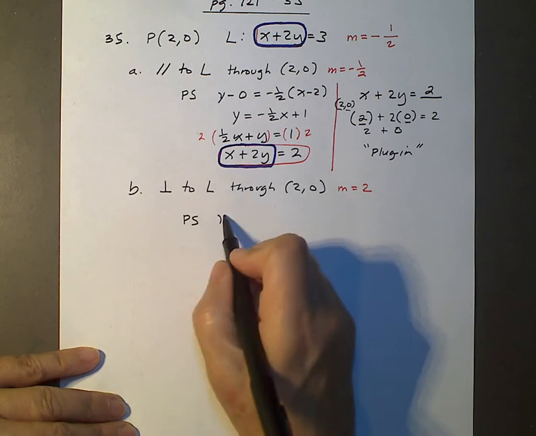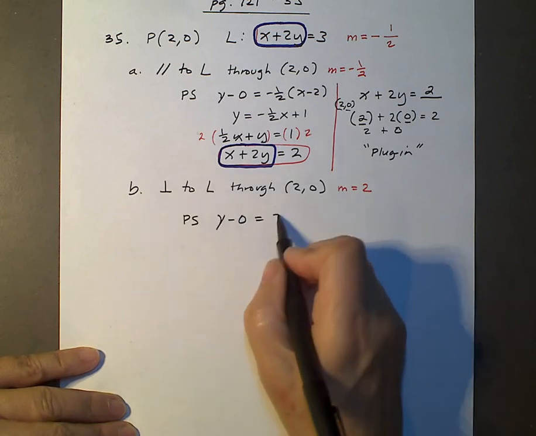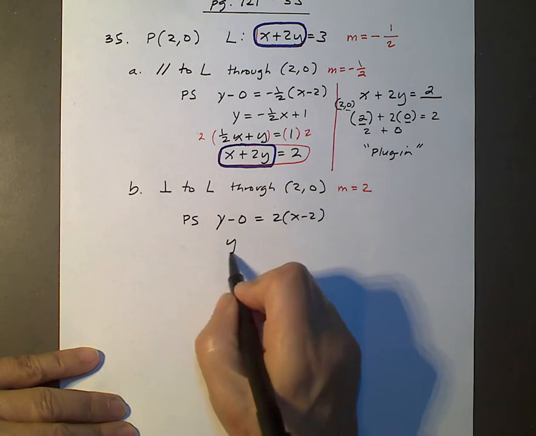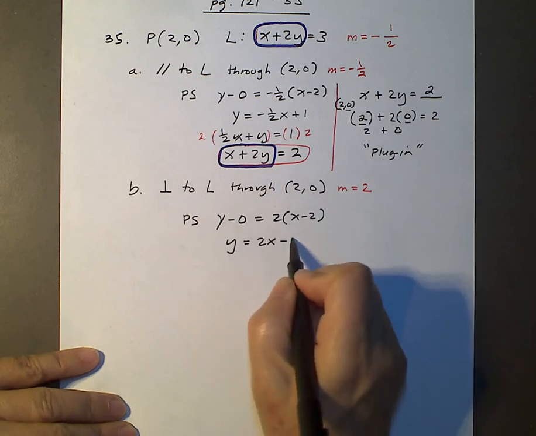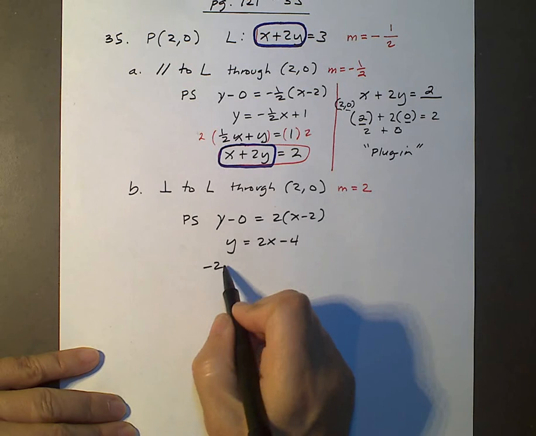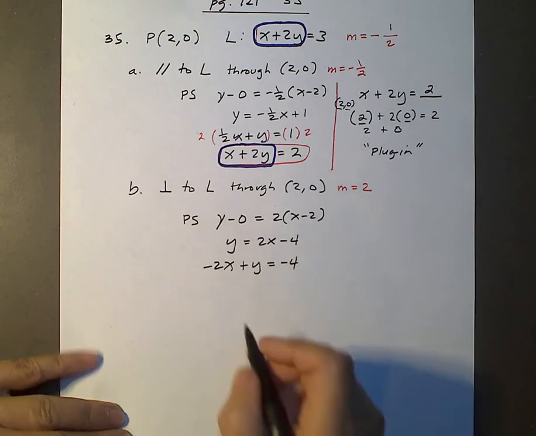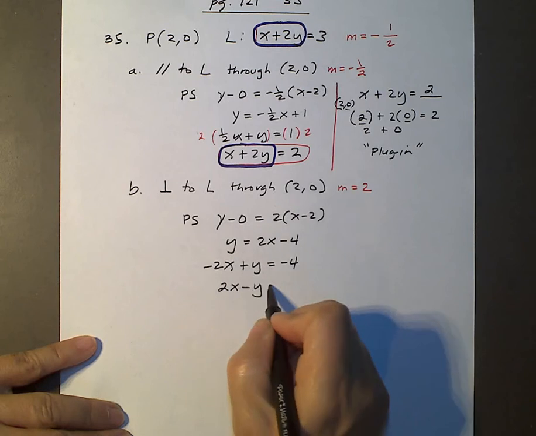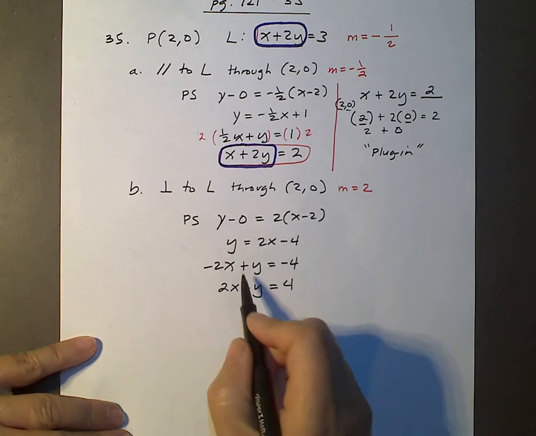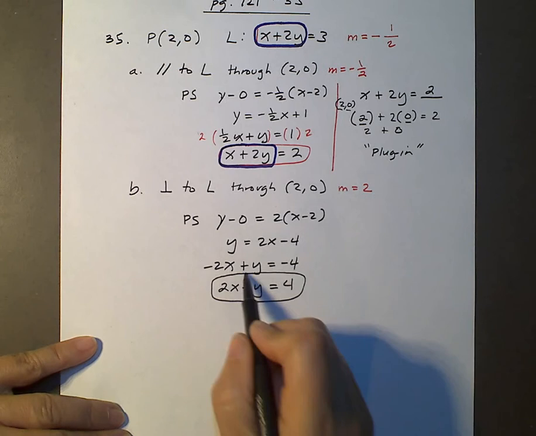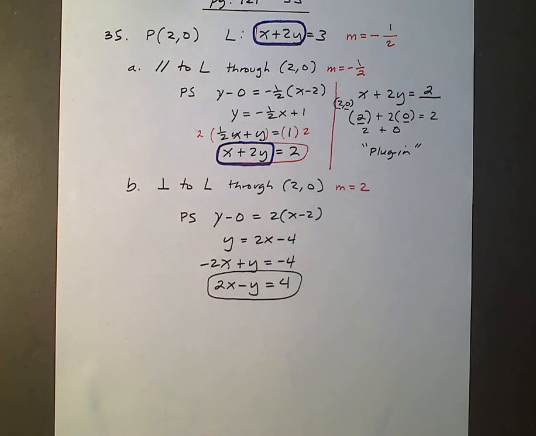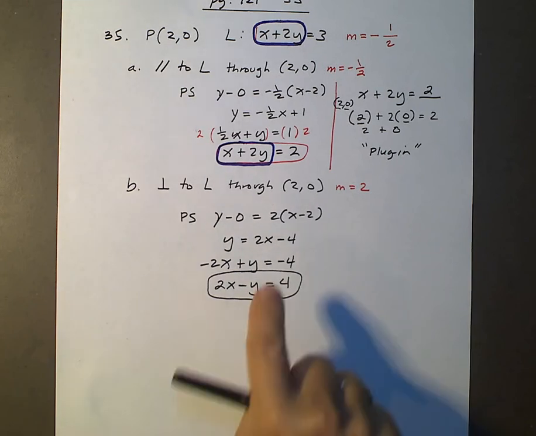y minus 0 equals 2 times x minus 2. y equals 2x minus 4. Get the 2x on the other side. Multiply everything by negative 1. 2x minus y equals 4. Okay, so that's the equation of the perpendicular line. And you can check it with the point, and it works.